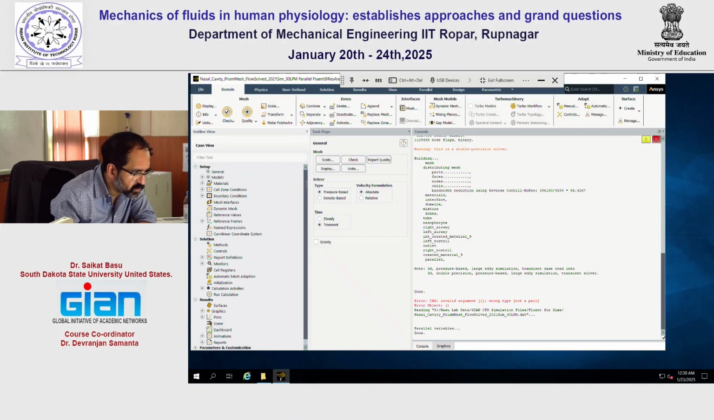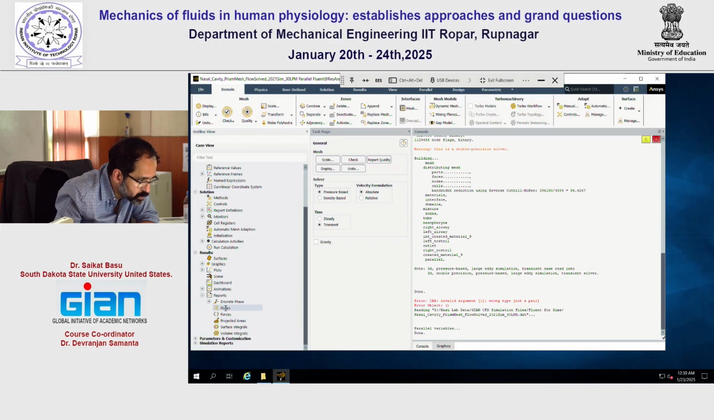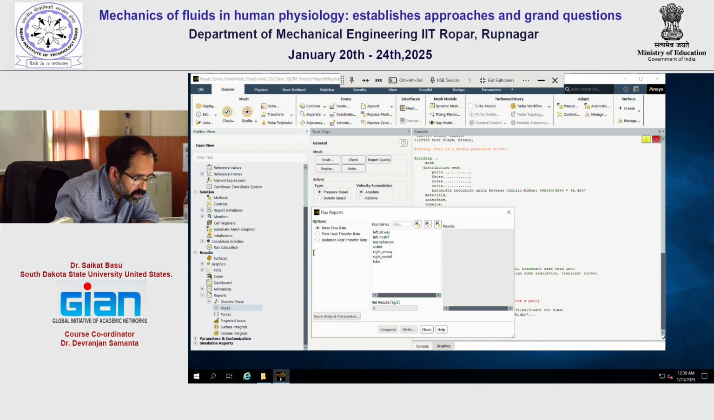Let me see if I imported the correct simulation. To get the output data, there are some simple things that you can directly get out of this window. If you go to reports over here, go to flux and then the mass flow rate. The inlets and the outlets are left nostril, right nostril, and the outlet. So compute, close.